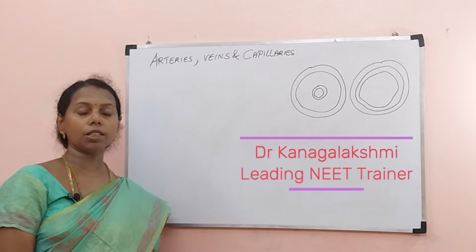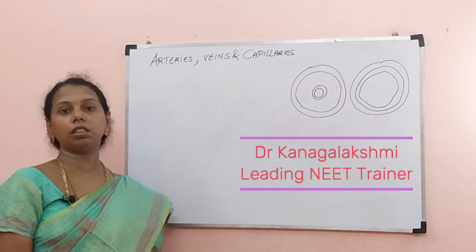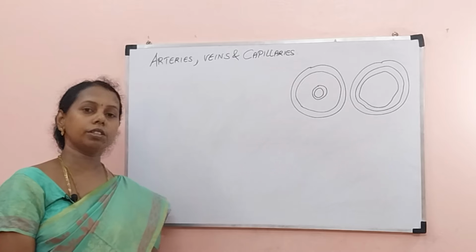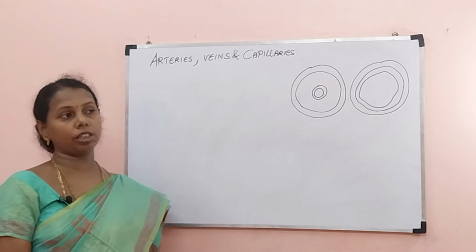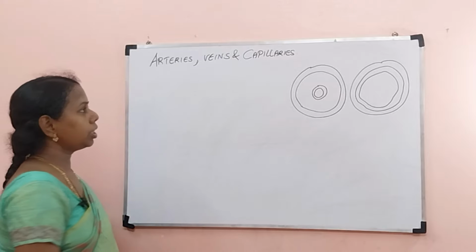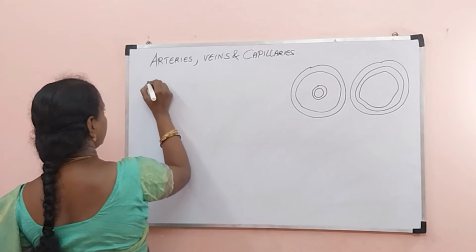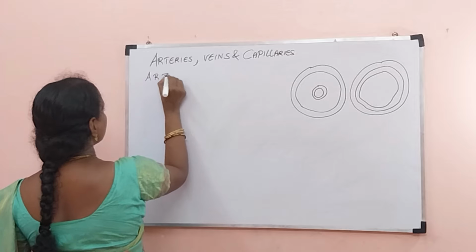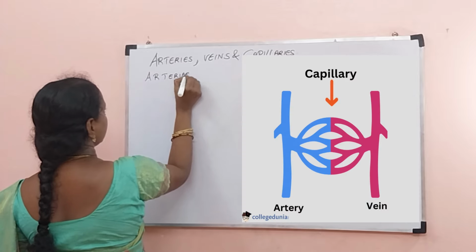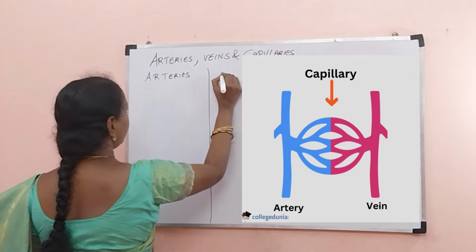Before that, in the last video, we discussed what the normal pressure was. Yes, it is 120/80, the normal blood pressure, children. Shall we see the difference between arteries and veins first of all? So, let us take arteries and veins.